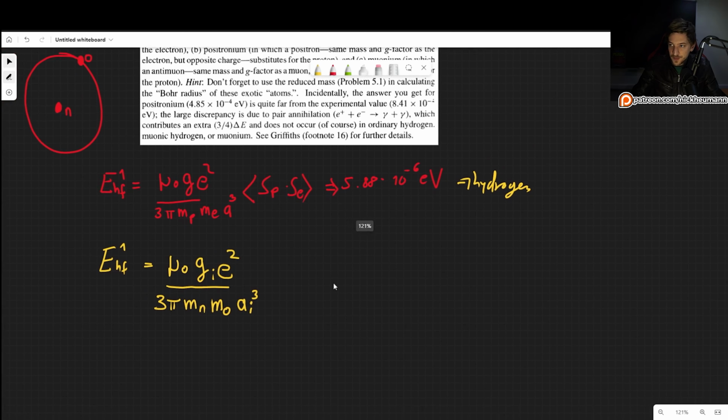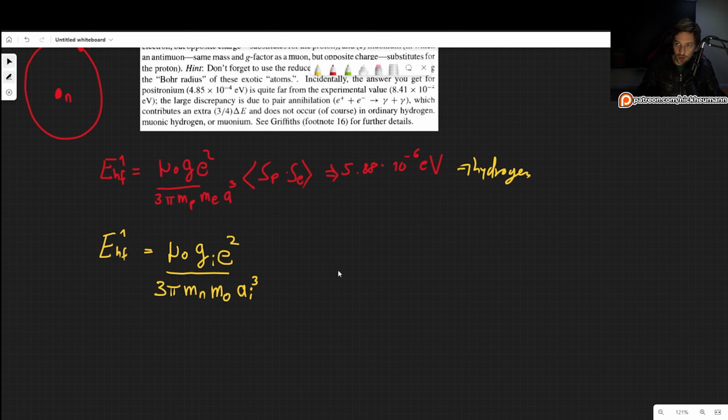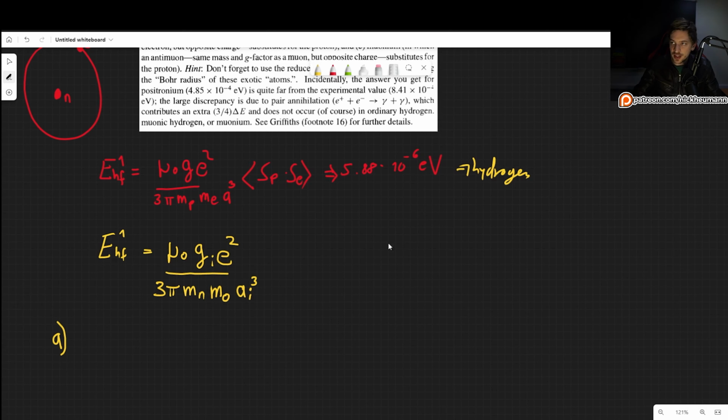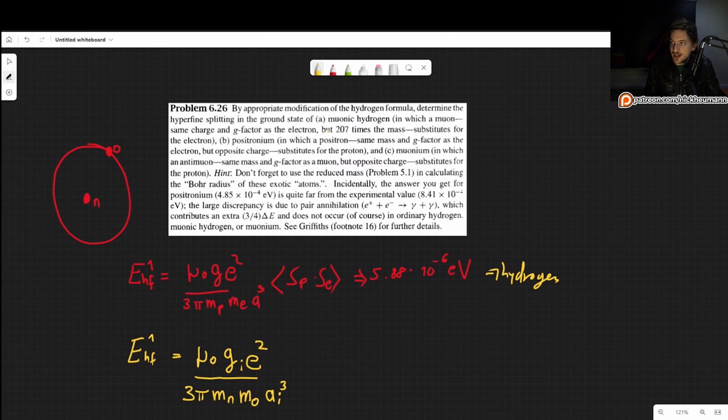Okay, so what now? Well, now we want to actually begin. So in part A, we are dealing with muonic hydrogen, which means that we have a muon instead of the electron. So this right here will be a muon. And what does that mean? The muon has the same charge as the electron and the same g factor. However, the g factor is not relevant here because this g factor is for the one in the nucleus, not for the one orbiting. Okay, so that's why we don't need to worry about that.